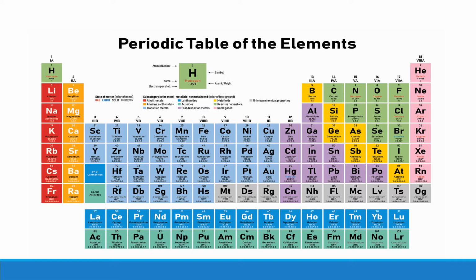Now on your left are the metals, on your right are the non-metals. On the zigzag line highlighted in yellow are the metalloids. Now I hope you have understood how the elements are arranged in the periodic table.